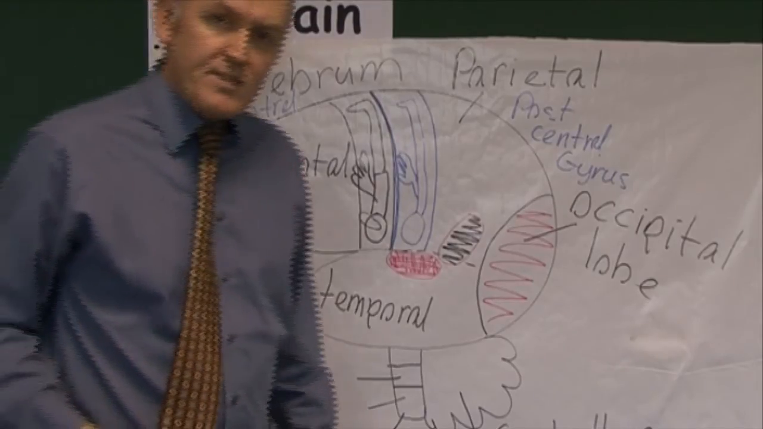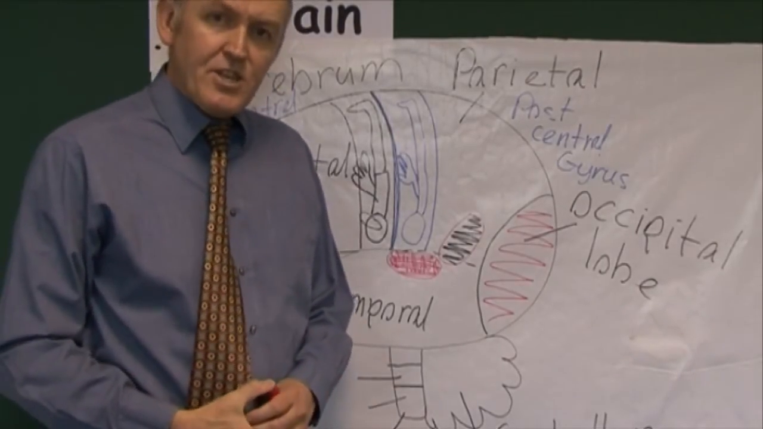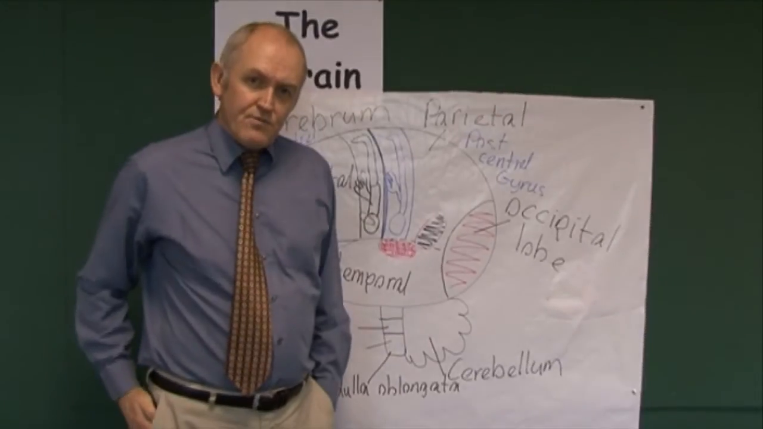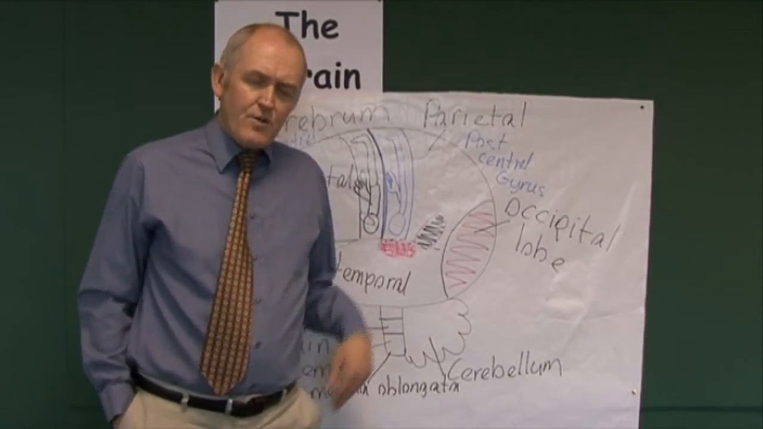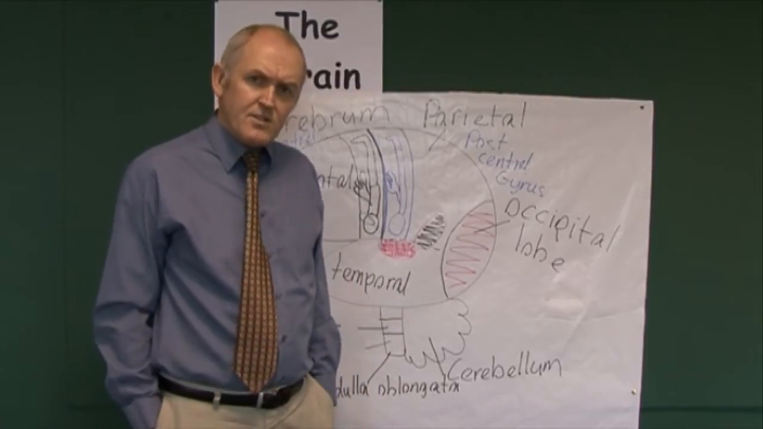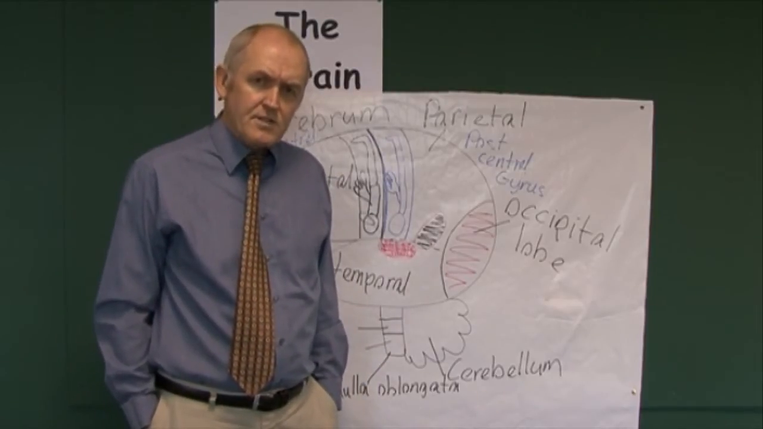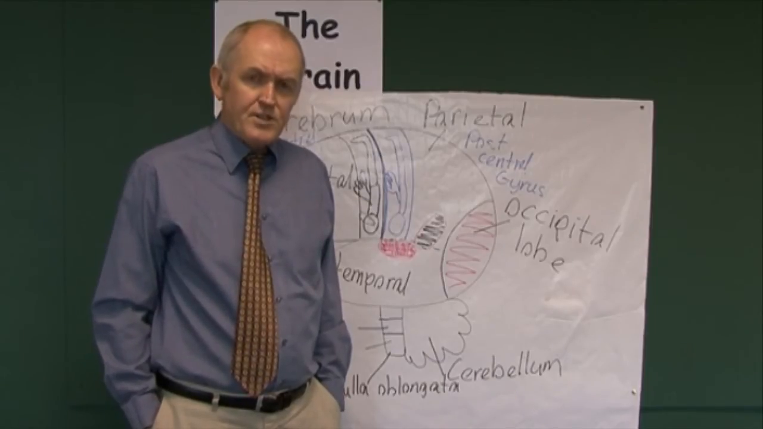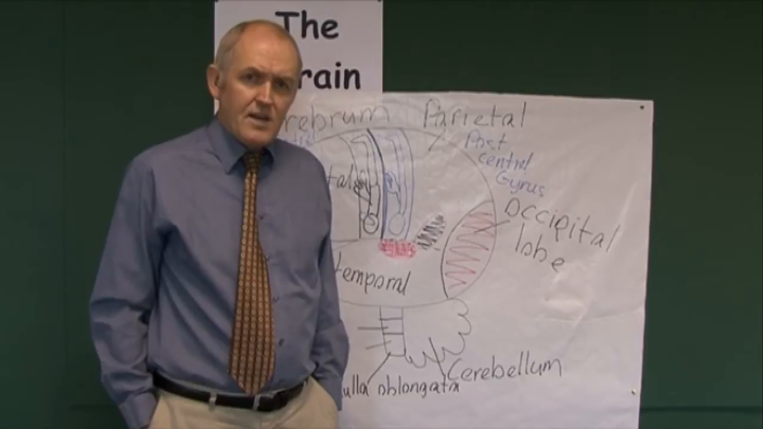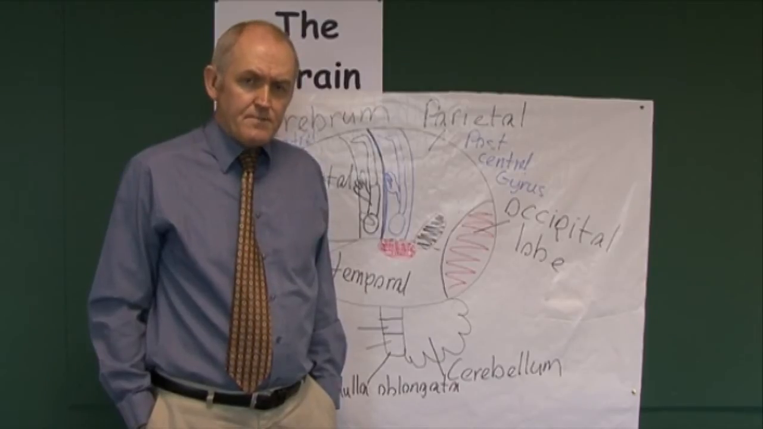So that's just a few examples of some specialised areas within the cerebrum. There are many other areas, of course, in the cerebrum which don't have specialised functions. These are sometimes called association areas. So in the cerebrum we have areas of specialised function and we have generalised association areas.